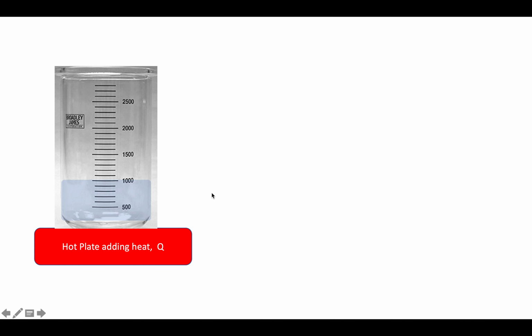In this example, we have a beaker that has 1,000 milliliters of water, which is equivalent to 1 liter of water or 1 kilogram of water, and it's sitting on a hot plate. And we're going to add a certain amount of energy to this water and see what happens to the temperature.